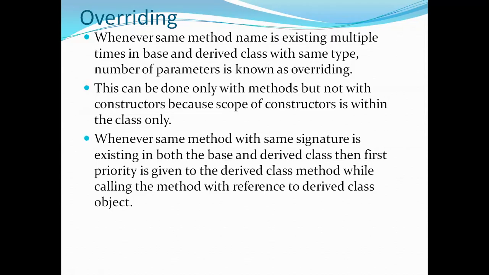Overriding cannot take place in constructors because the scope of a constructor is within the class only. So this can be done only with methods but not with constructors. Whenever the same method with the same signature exists in both the base and the derived class, first priority is given to the derived class method while calling the method with a reference of the derived class object.